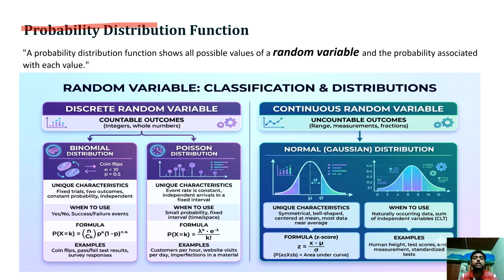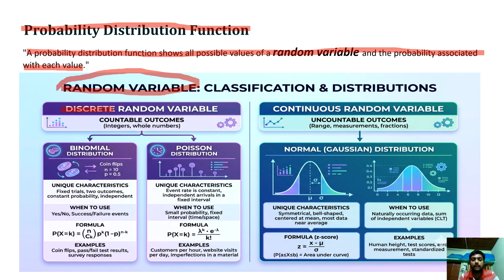The probability distribution function. A probability distribution function shows all possible values of a random variable and the probability associated with each value, where the random variable is divided into two types: the discrete random variable and the continuous random variable. Already we have told that discrete means the data has countable numbers, and continuous means uncountable outcomes. There can be a range, measurement, or fraction, like blood pressure, etc.